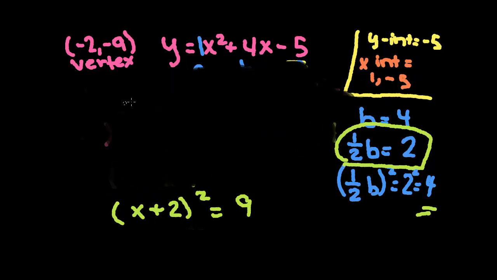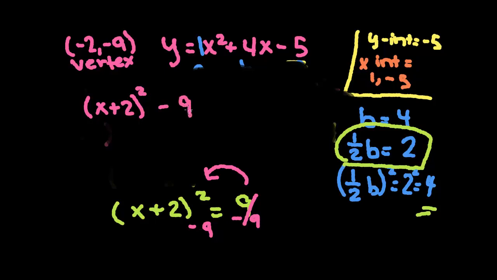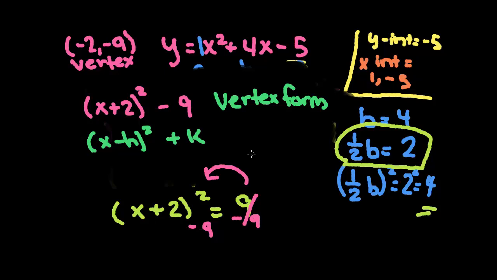And I bring this 9 back over to this side of the equation. So to do that, I would subtract 9, and I'd subtract 9. So now I have (x + 2) squared minus 9. And this is called vertex form. Vertex form is (x - h) squared plus k.